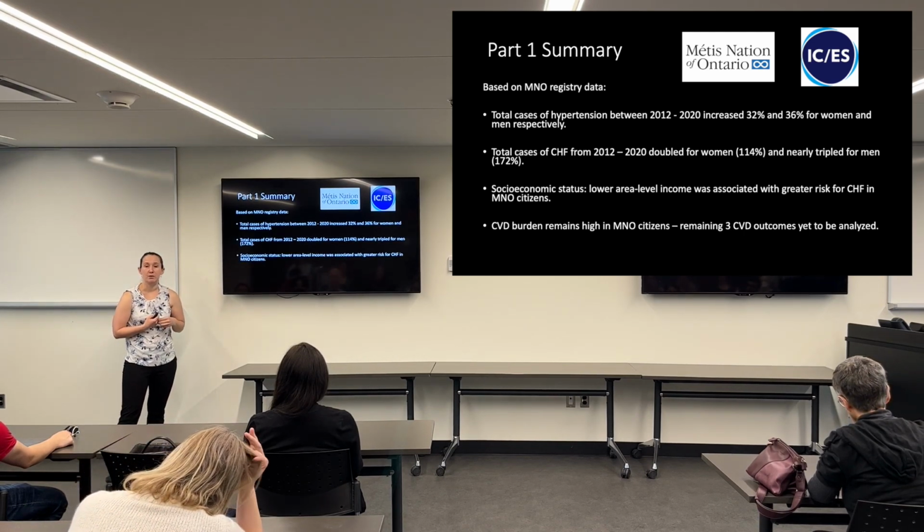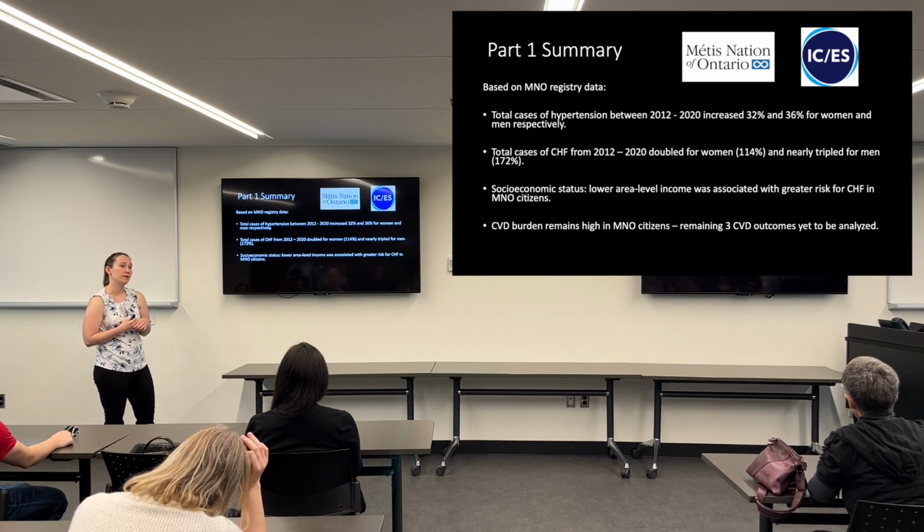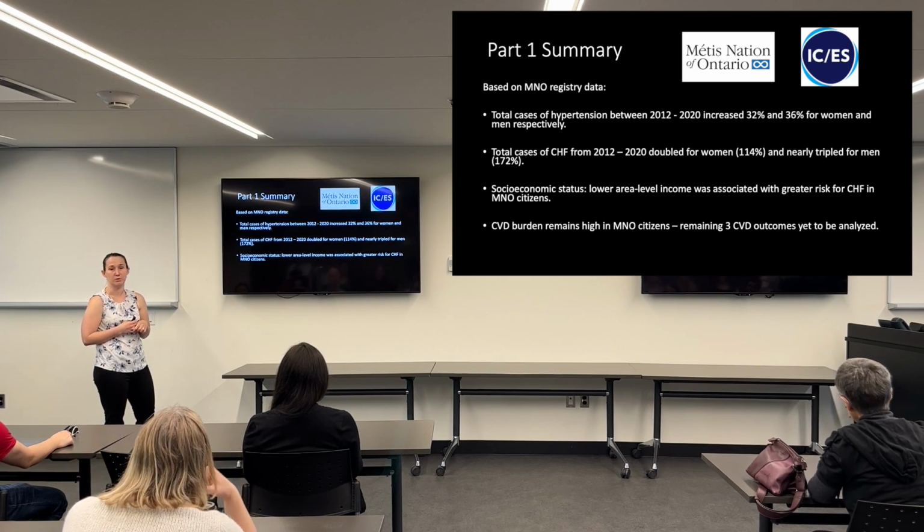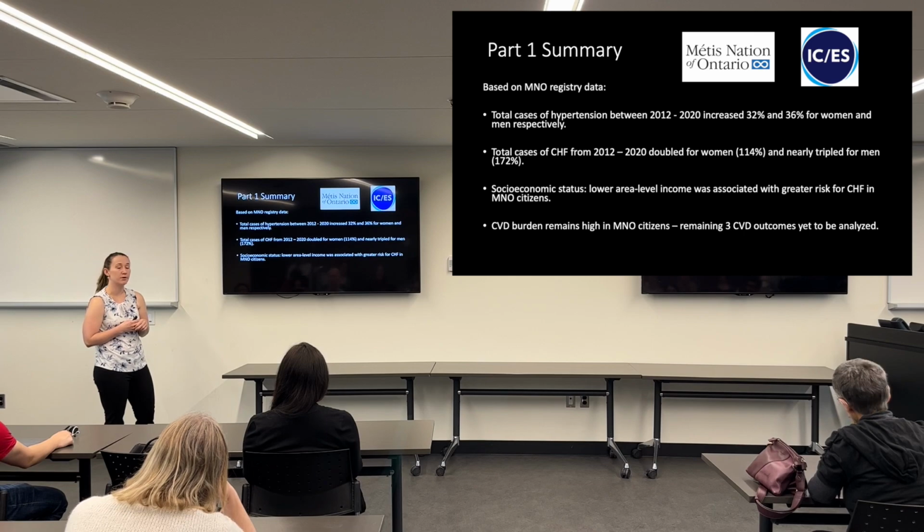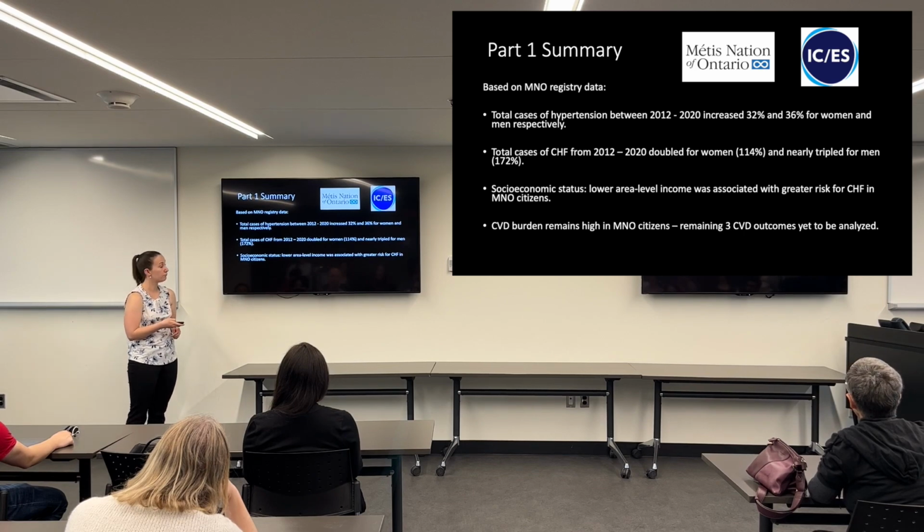One thing I didn't talk about was that he also analyzed socioeconomic status, and that seems to have a bearing as well on the rates of these different cardiovascular diseases. The way that you can do that is by looking at postal codes and cross-referencing income quintiles with that.